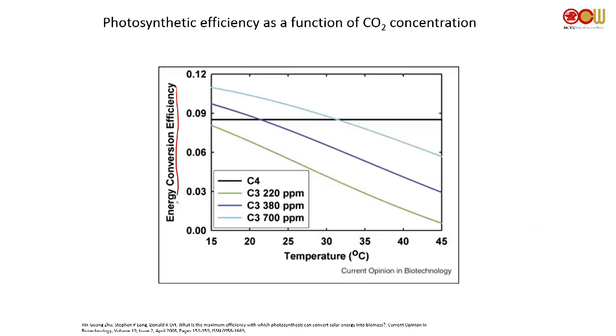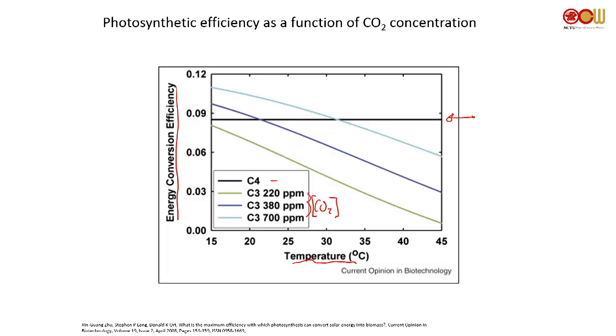So if we look at the difference, or at least the energy conversion efficiency, okay, as a function of temperature, and we look at C4, C3 at different CO2 concentration in the atmosphere, what you notice is that as temperature increases, the energy conversion efficiency decreases for C3 plants. Okay, now for C4 plants, it's pretty much constant regardless of what kind of temperature the plant is in. Okay, now, normally speaking, our room temperature or the atmospheric temperature is typically around, let's say, this region, okay?